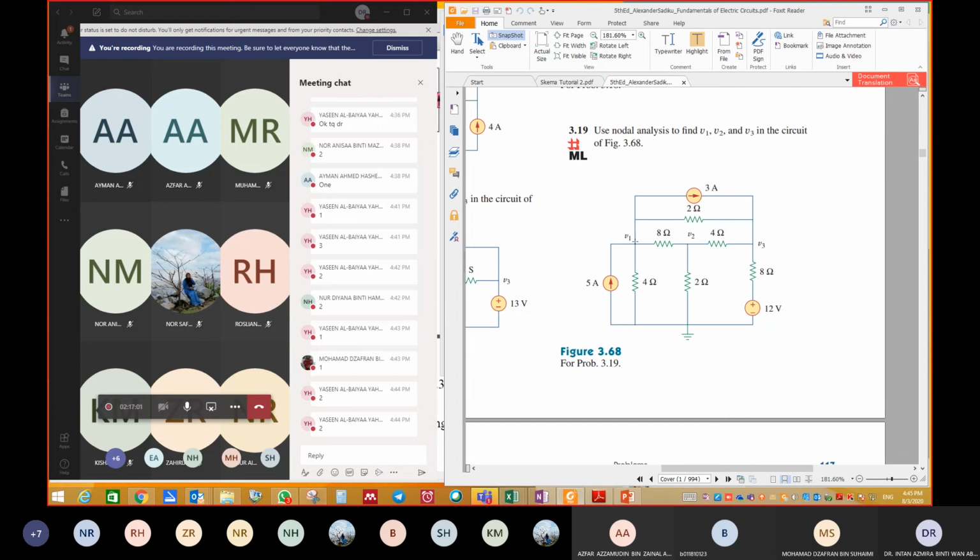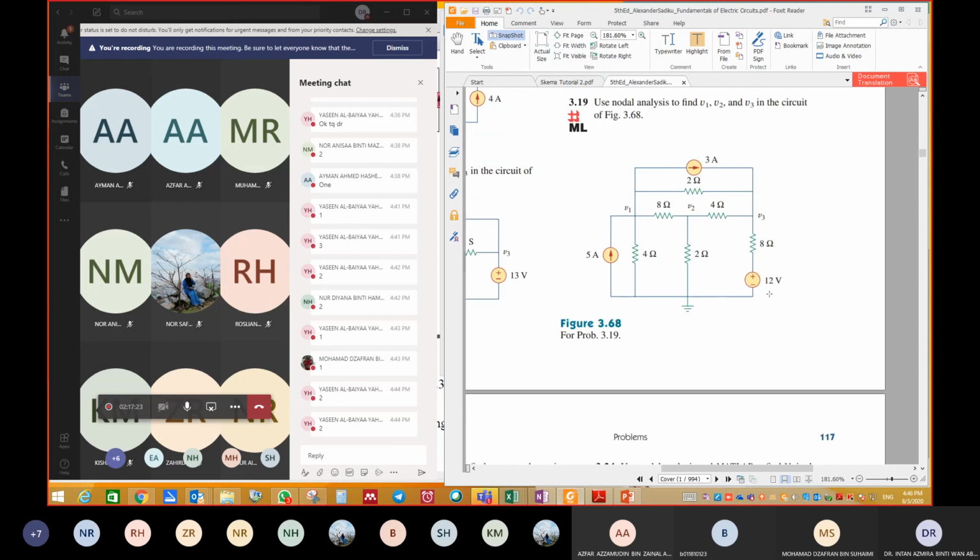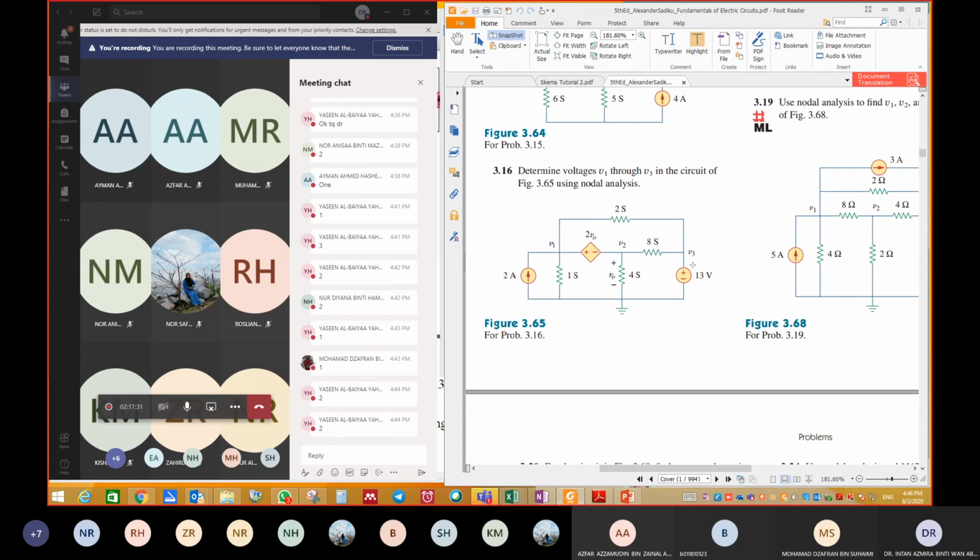Okay, this one only 3 nodes. This node can join together, become V1. Same goes for this branch, and this branch can join together at V3. Okay, what else? Here V of A is equal to V3 minus 12. What is the voltage of V3 here? Diana? What is the value of V3 here?